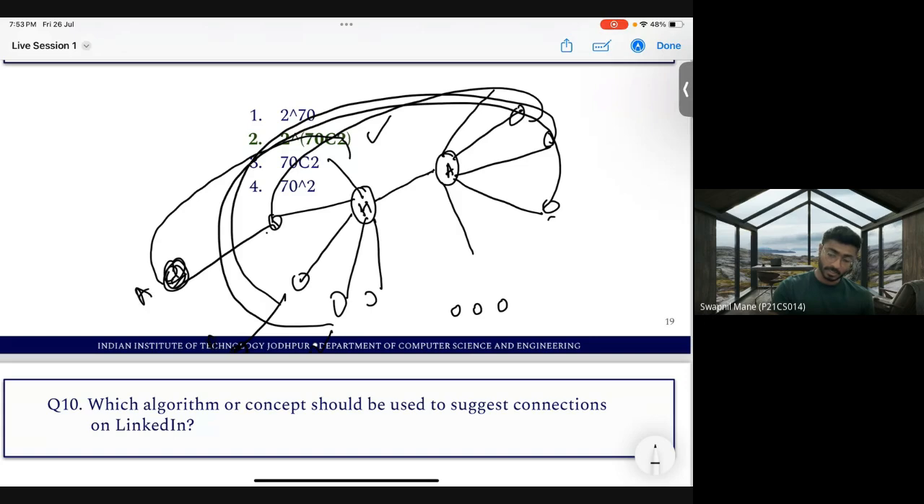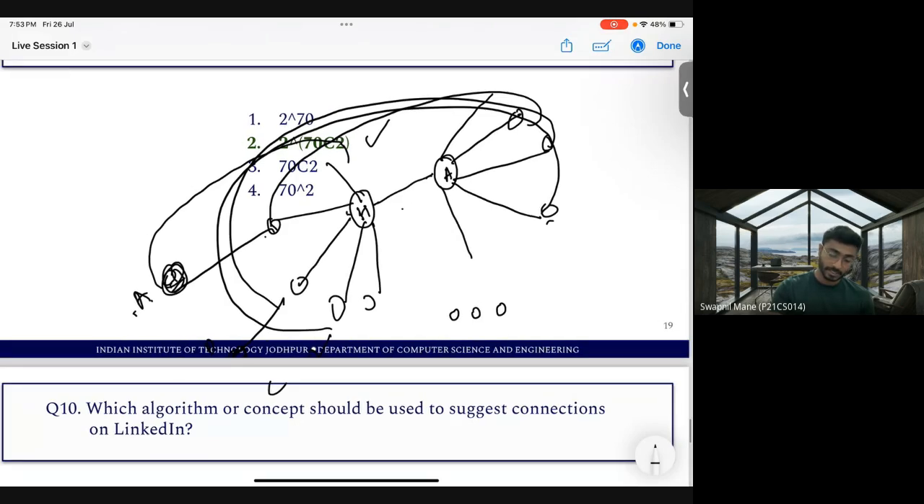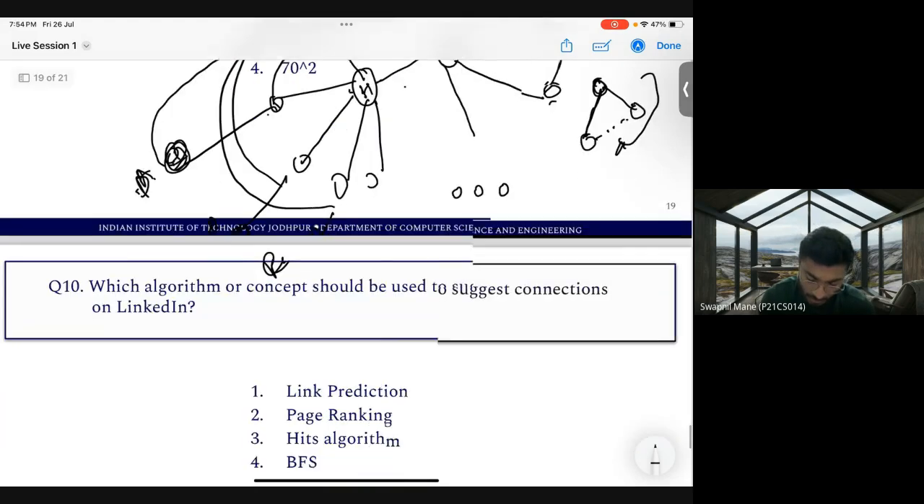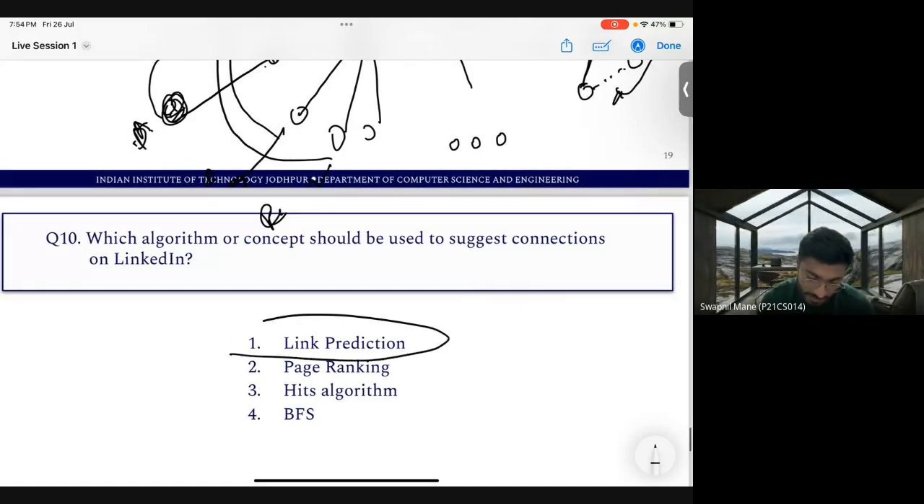Suppose A, B, C. It could be possible to have friendship between A and H. Sorry, A has already been taken, so D and C, maybe. Take one simple example: these two nodes are possible. These two friends already have a common friend, so what is the probability they will form a friendship between them in the future? We are trying to find a link between the nodes in a future case, that is, the probability that we get a link between the nodes. That is the link prediction we are finding here. So link prediction is the correct answer for this question.